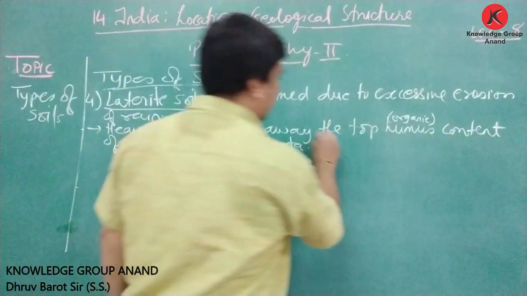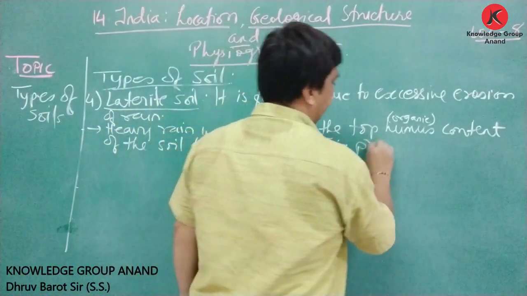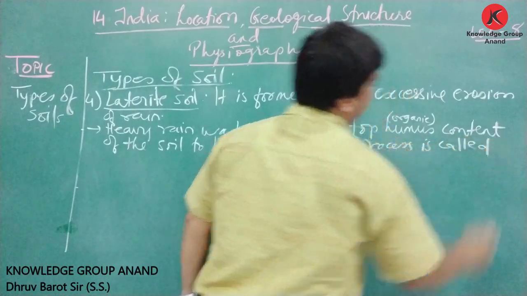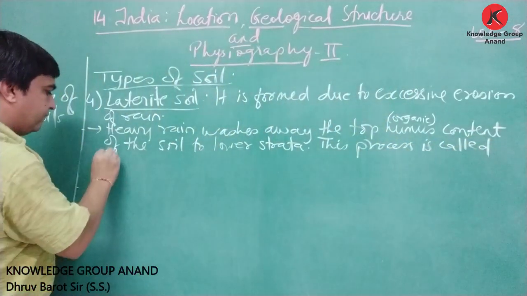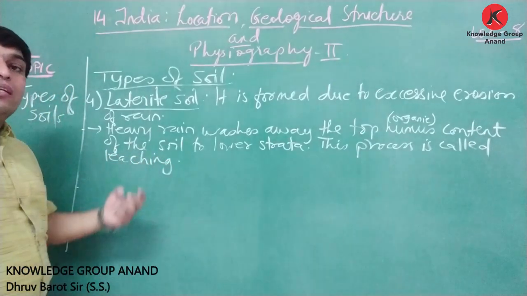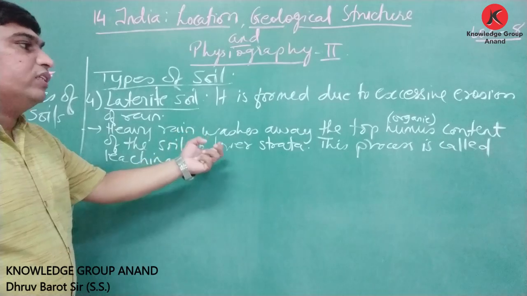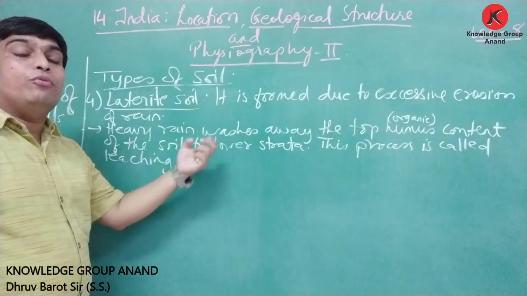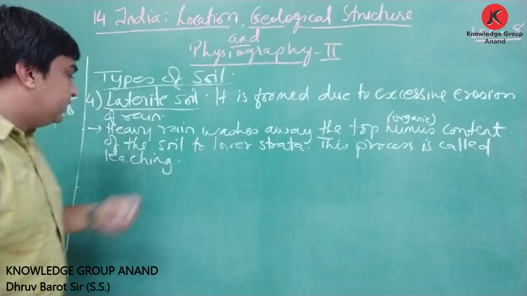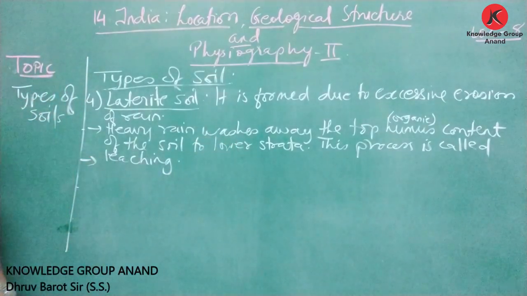This process is called leaching. This whole process where the soil is washed away and the top humus content of the soil reaches to the lower strata, this process is known as the leaching process.